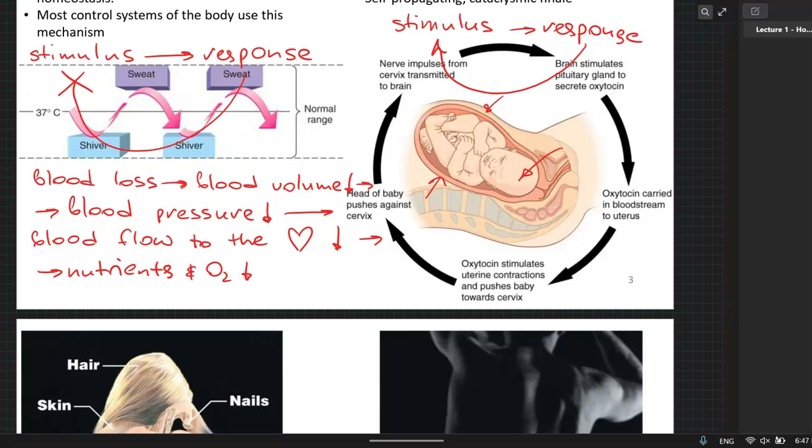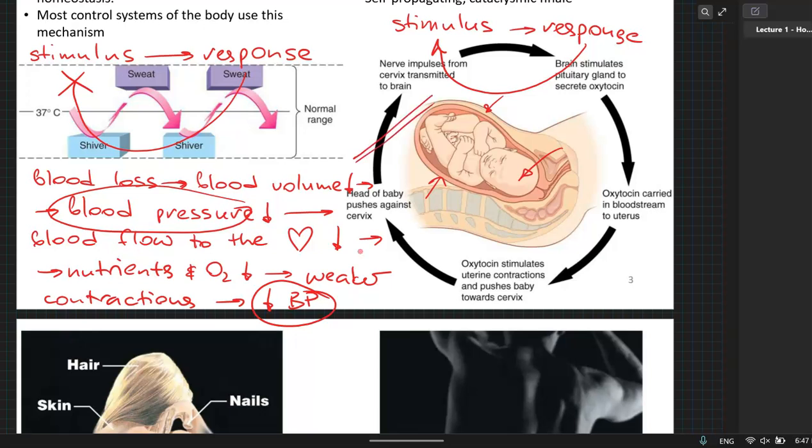We good so far? Which means weaker contractions. That makes sense? Which means even lower blood pressure. So you have two changes, and it goes as a vicious cycle. You can see that, right? So this is your positive feedback. You see that positive feedback disrupts homeostasis while negative feedback maintains it.